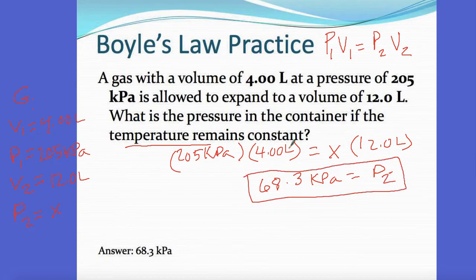Hopefully this is making sense so far. It'll get more complicated, I'm sure. All right, so that's Boyle's law. Pretty straightforward math, but this is so important: writing down your given. When we get to mixed mole problems, you won't know what law to use. So if you don't write down your given, you won't know where you need to go. We wrote down everything. We didn't have to worry about temperature. We said constant.